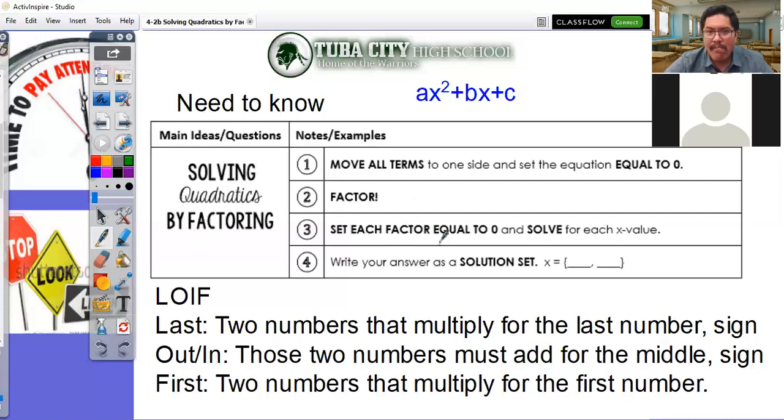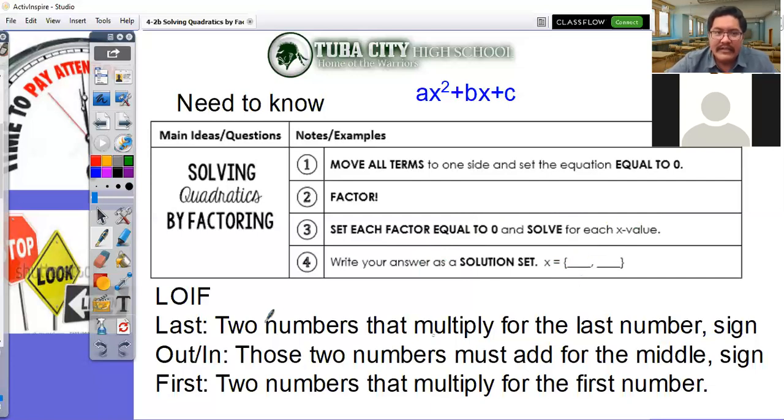All right, now after you factor it, set each of the factors equal to 0 and solve for each x value. It's just like making two mini algebra problems, two little equations, and then you solve each of those equations and write your answer as a solution set, which means x is equal to whatever we have here, like 5 and 2 or something like that.